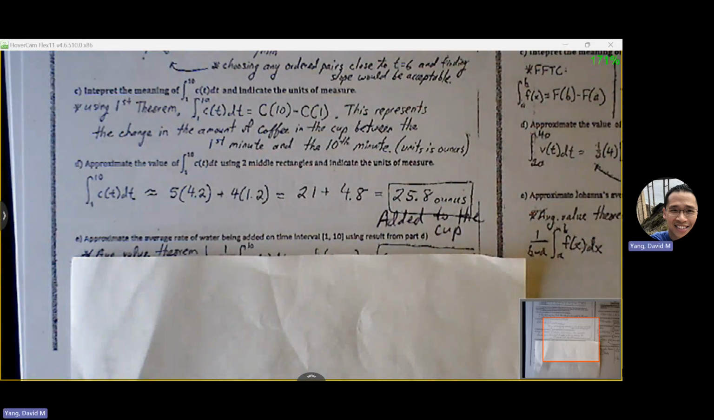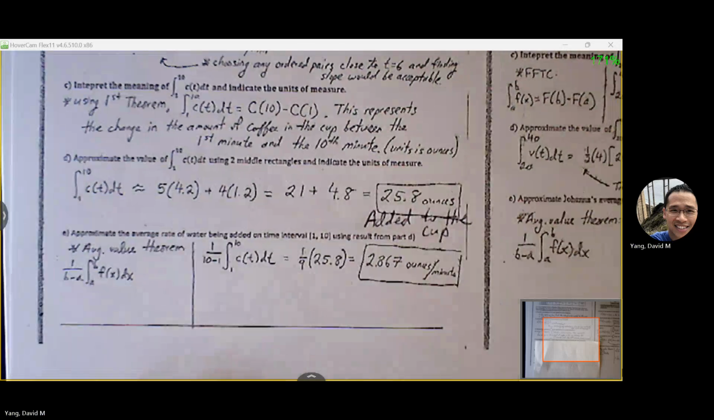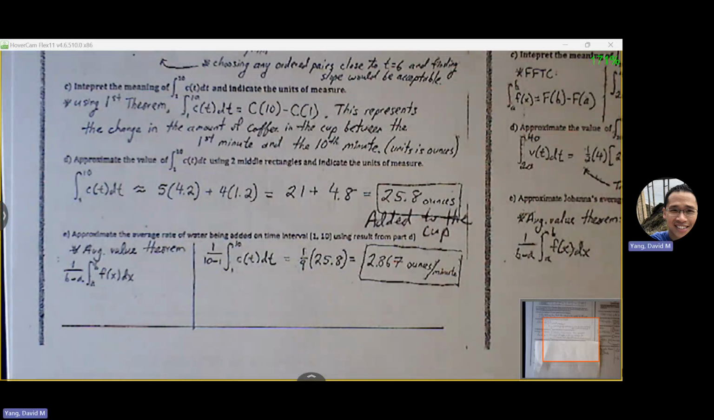Next up, approximate the average rate of water being added. So basically, we're just doing the average value theorem. We're doing the average value of this integral, so we'll do 1 over b minus a of that integral. We can still use the 25.8, just have to divide by 9. So now we're back to ounces per minute, because the 25.8 is ounces, but we're dividing by 9 minutes. Our units are back to ounces per minute because we're dividing our area by the width and we end up with the height.